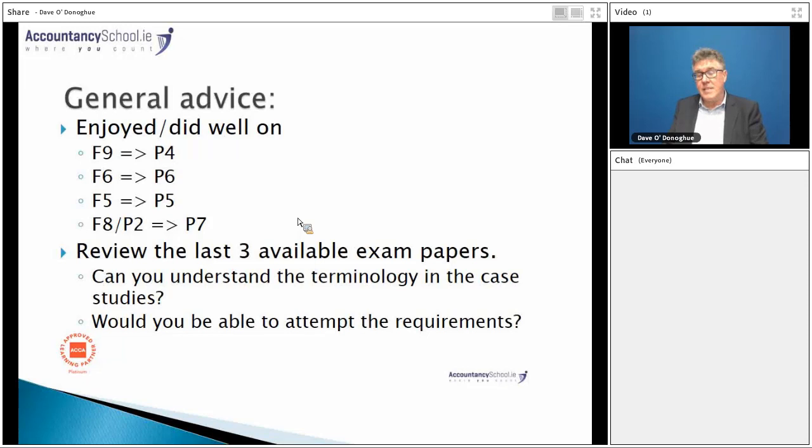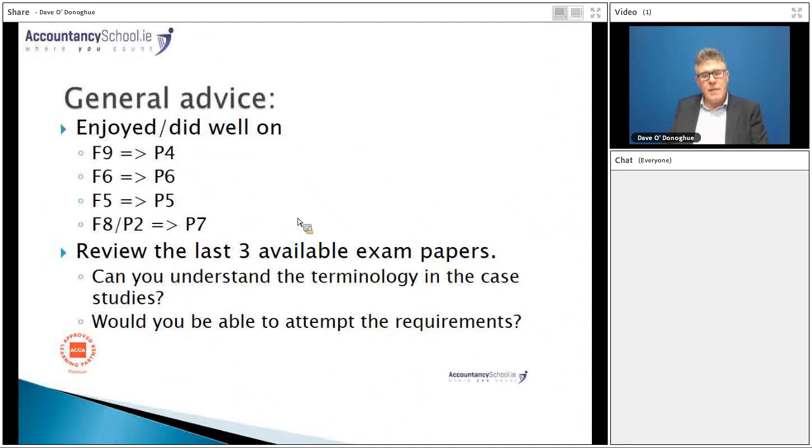Maybe at that stage you can start crossing out options, because if there's a paper there, for example F9 financial management, that just isn't for you, then there's no reason whatsoever for you to even consider taking on P4.